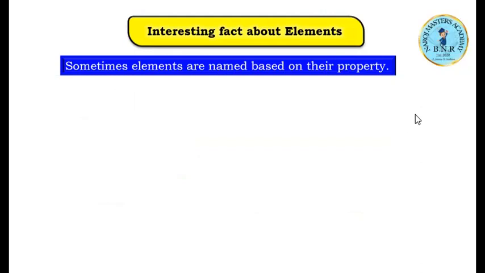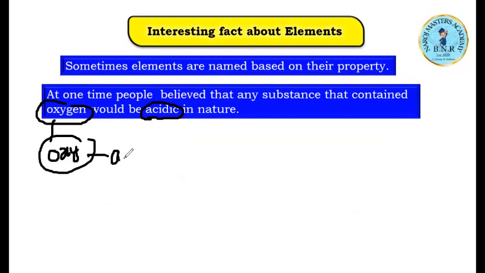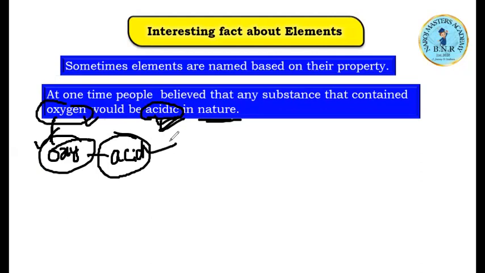At one time, people believed that any substance that combined with oxygen would be acidic in nature. If any substance combines with oxygen, what is the nature of that substance? Acidic in nature. The word oxy is a Latin word, and the meaning of oxy is acid. So any substance which combines with oxygen becomes acidic in nature, because oxy is nothing but acid. Is it clear?